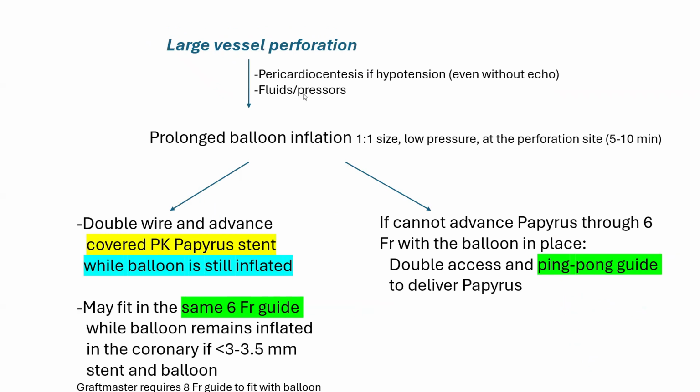For large vessel perforation, you immediately do prolonged balloon inflation with a balloon 1-to-1 size to the vessel, low pressure at the perforation site, and simultaneously to that, overwhelmingly, most often, you need to do pericardiocentesis and fluid and pressors. In those emergencies, pericardiocentesis is done if hypotension, even without echo confirmation. You can do the pericardiocentesis blindly or with echo guidance, or you can use fluoro guidance if needed. So typically you do those two steps simultaneously, pericardiocentesis and prolonged balloon inflation.